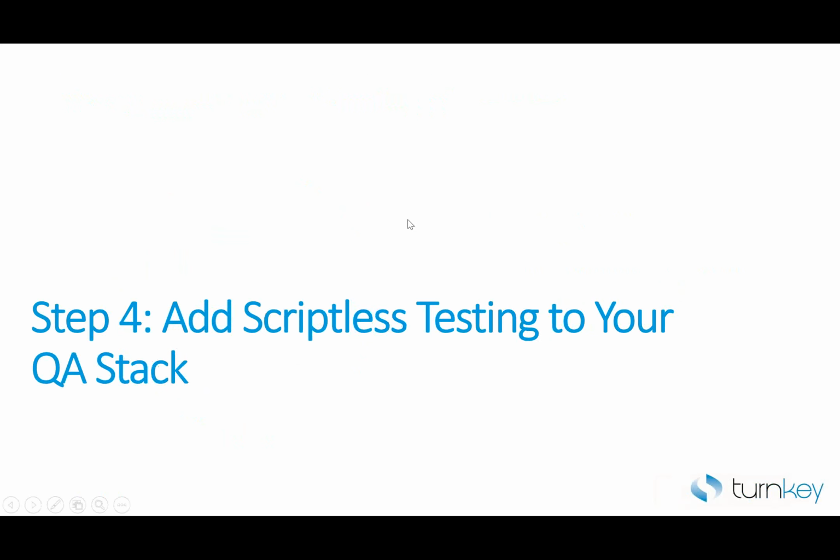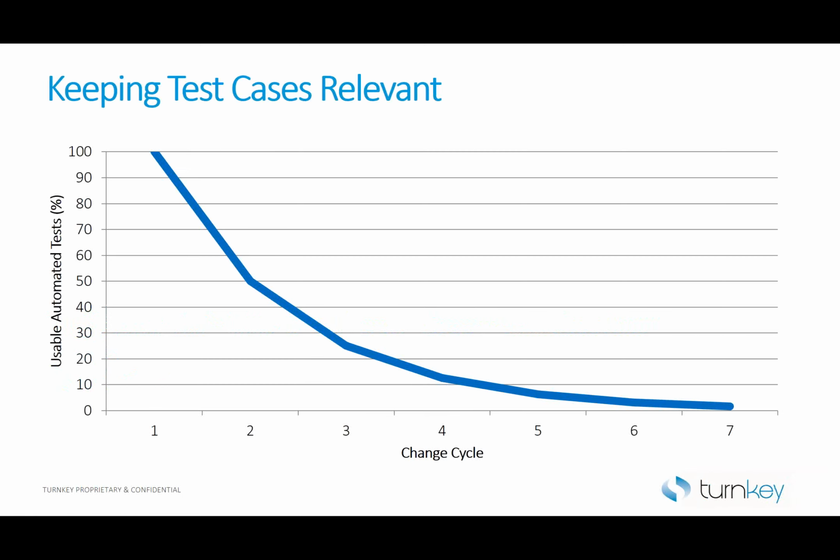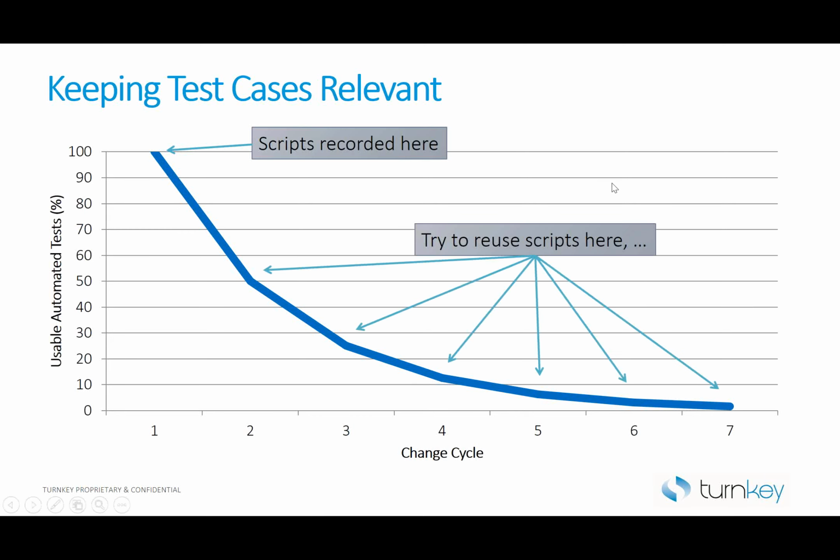Okay, moving on to step 4, add scriptless testing to your QA stack. Over time, as software programs change, the software complexity increases, and architecture and structure deteriorate, unless specific effort is undertaken to mitigate this deterioration. Software maintenance cost estimates range from 50 to 75% of the overall software lifecycle cost.